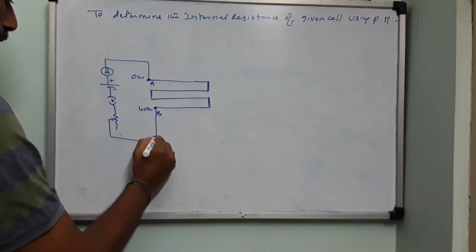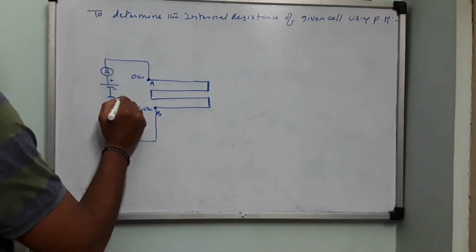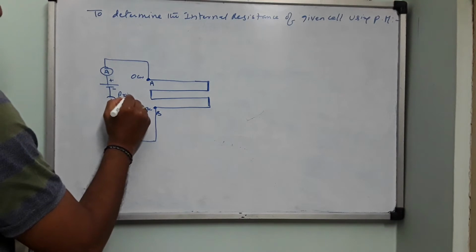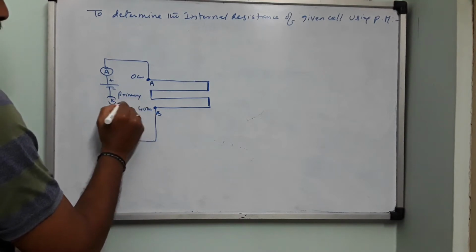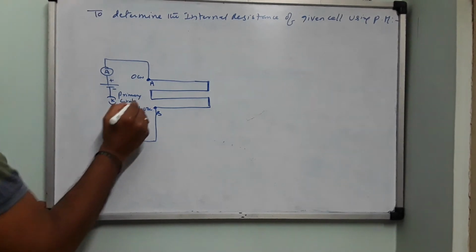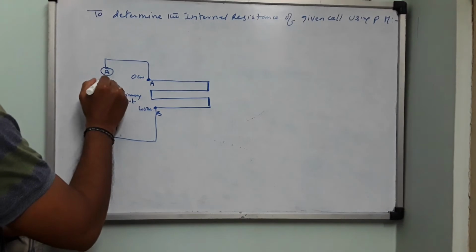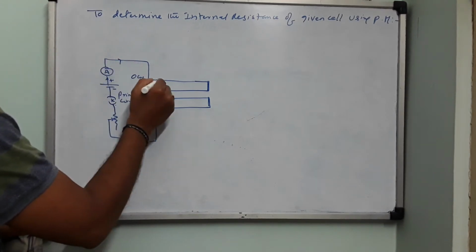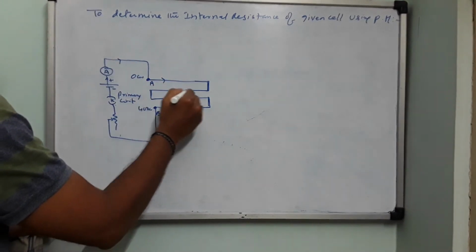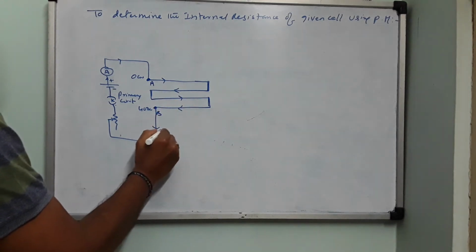Like this. Now this entire thing is known as the primary circuit. Insert the key so that current will flow like this, away from the positive terminal. It will come like this, it will go like this, and it will come out.